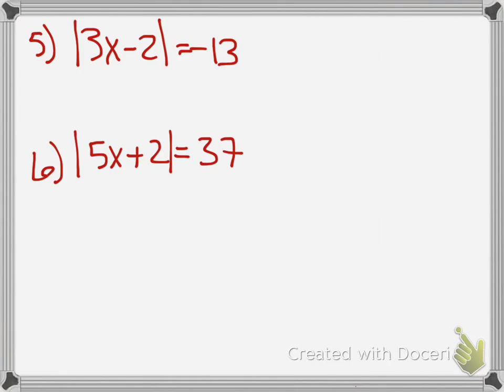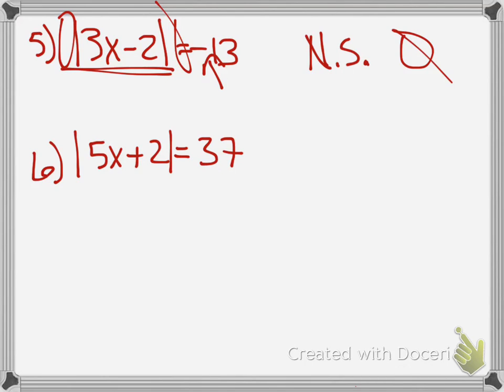Okay, number 5, notice that this is an absolute value by itself. There is nothing on the outside of that absolute value. Nothing here, and it's equal to a negative number. If you have an absolute value equal to a negative number, that is no solution, which you can show as NS or with a 0 with a slash through it.